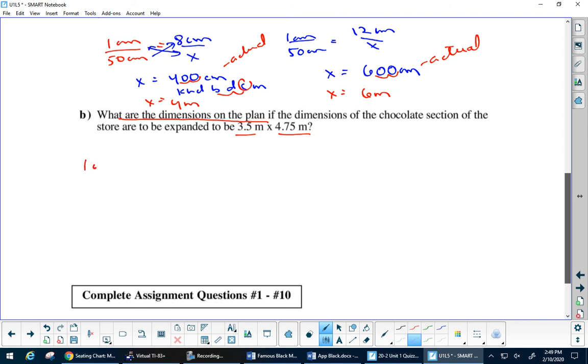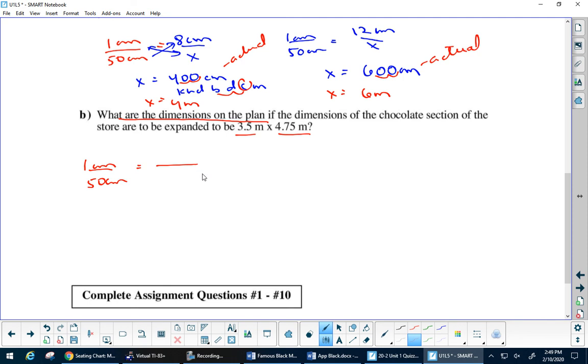Okay, we have 1 centimeter equals 50 centimeters. We know that. Where is the 3.5 meters going to go? Top or bottom? Bottom? Why? Is this the picture? Is 3.5 meters in the picture, or is that real life? Real life. Real goes on the bottom.